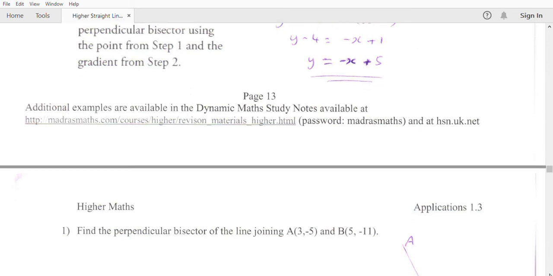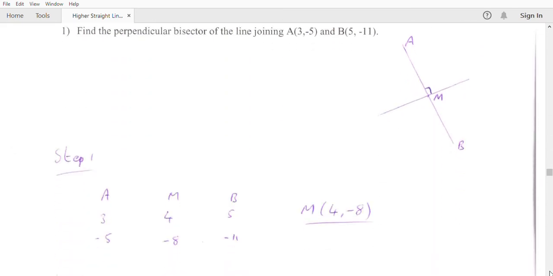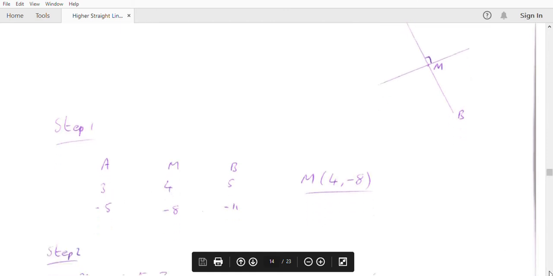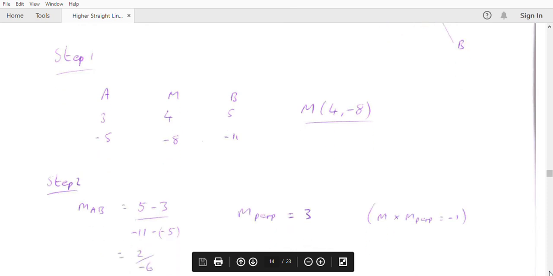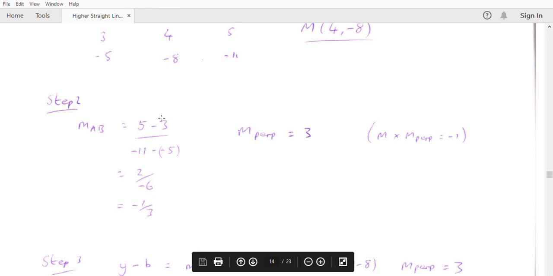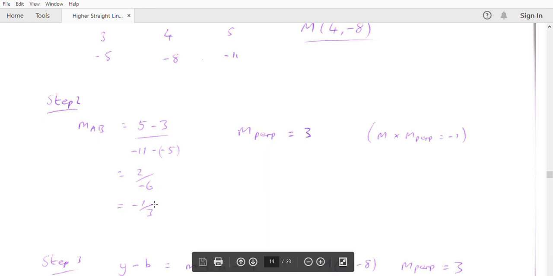Okay, so hopefully you've had an attempt at that. So find the midpoint of the line AB, so that will come out as 4, -8. And then find the gradient of AB. So again, just substituting into y2 minus y1 over x2 minus x1. And we'll get a gradient of -1/3 for the line AB, so the perpendicular gradient will be 3.